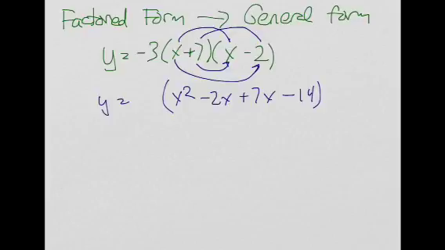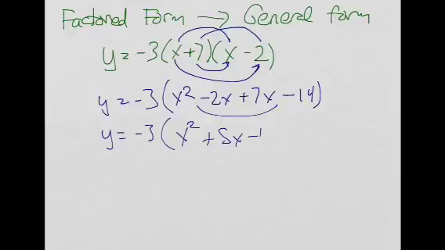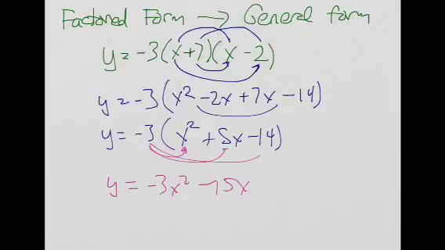Don't forget, you have that negative 3 out front. So inside here, I'll combine my like terms: x squared plus 5x minus 14. And finally, I will distribute: negative 3x squared minus 15x plus 42.